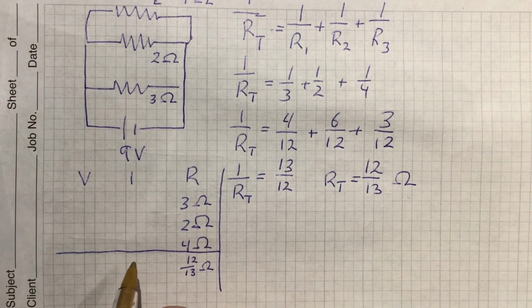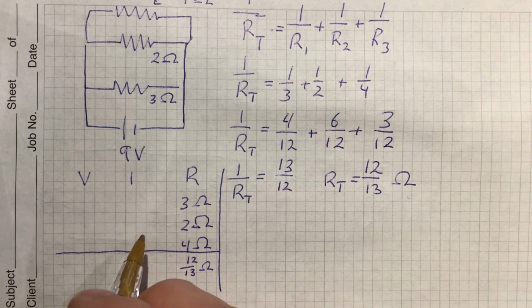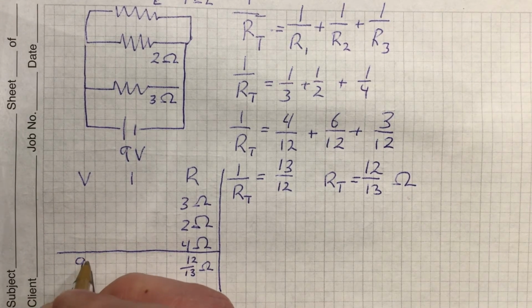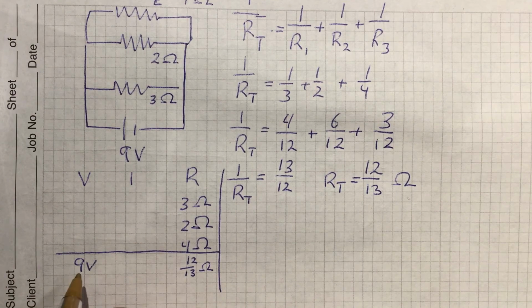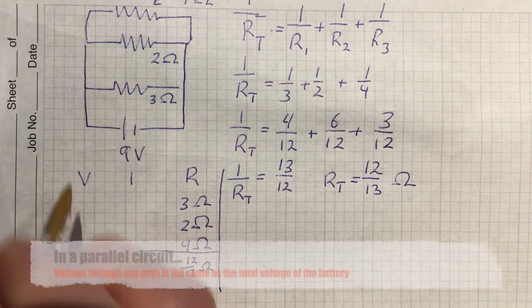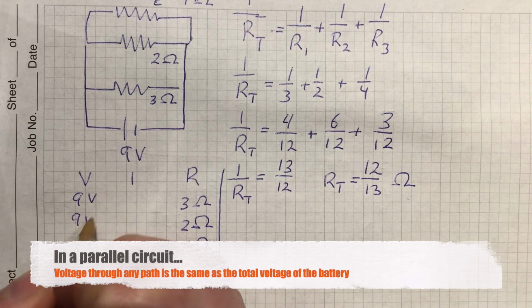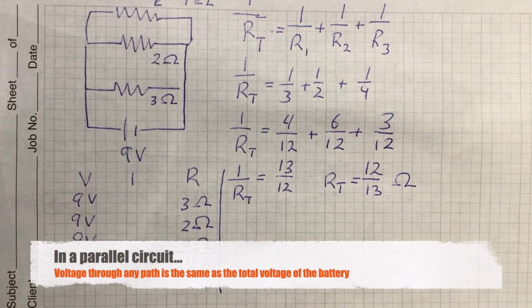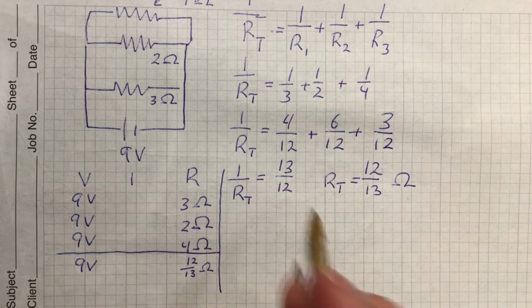Now, let's take a look. Again, remembering that in each case, V equals IR. Now, the thing about a parallel circuit is that we know the voltage through any one of these paths is going to be the same. So if our total voltage is 9 volts, we know our voltage at any point is going to be 9 volts, our voltage through any one of these 3 paths. So what we're left to do is to try to figure out the current in each one.